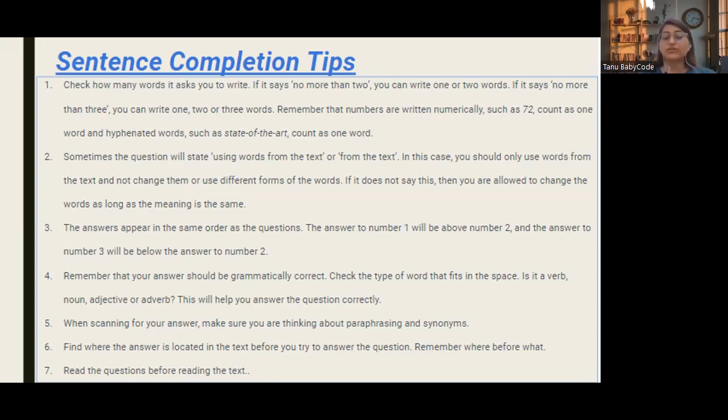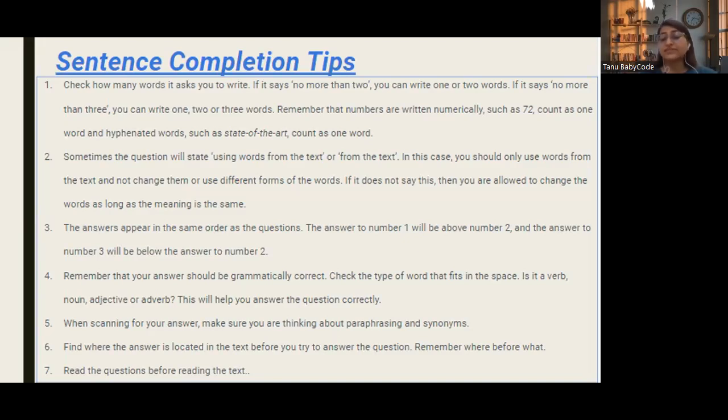So make sure whenever you decide on your answer, please check whether it is grammatically correct or not. If it is not, go back to the text, find it again, and then mark your final answer. Next, when scanning for your answer, make sure you are thinking about paraphrasing and synonyms, because it's never that you won't find the same thing. No, not at all. You will always face paraphrasing as well as synonyms.